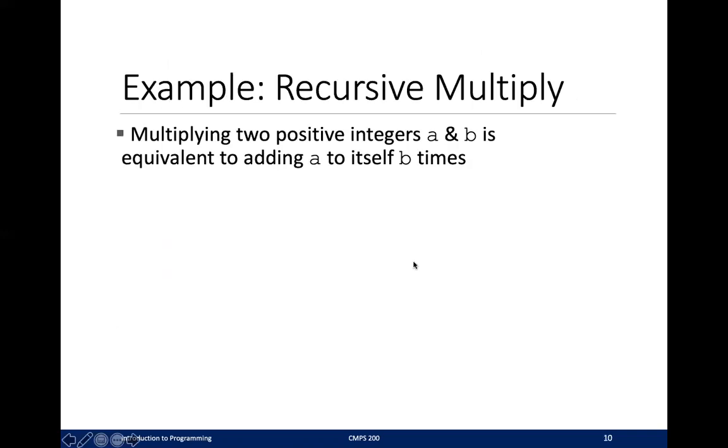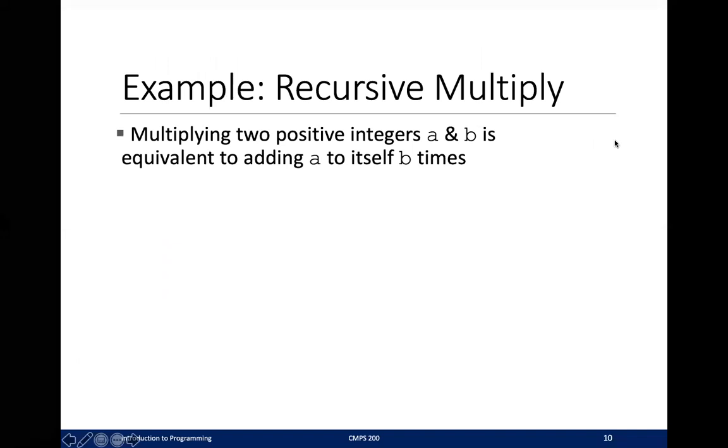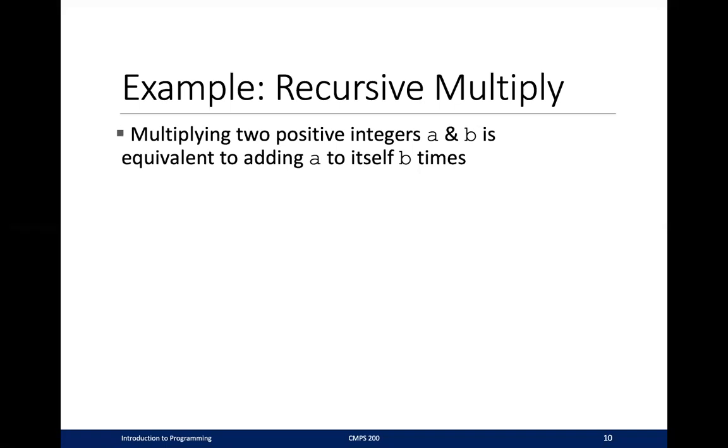Let's do another example if you have no questions. Multiplying 2 positive integers. I want to write this recursively. Of course, I can just print A times B, I don't need anything else. But I'm trying to give you an example of how to do things recursively. So I want to write a recursive function that takes 2 inputs, A and B, and returns A times B.